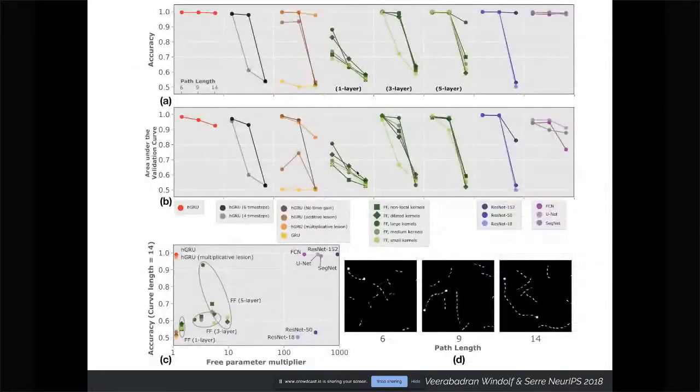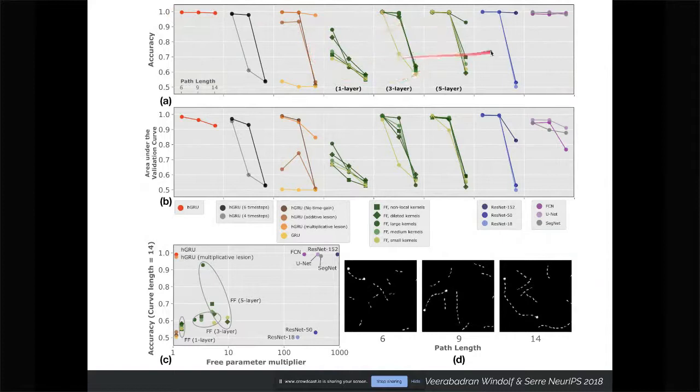So there is a lot of information on this figure, and that reflects the fact that our reviewers wanted a lot of controls and for us to test every possible architecture. But I'm going to draw your attention to the top row here. What you see in red, accuracy on the y-axis, and then we have the accuracy over different path lengths. Our recurrent neural network, which we called HGRU, as in horizontal GRU, can learn the task at all contour lengths perfectly. So there is no effect of contour length on the performance of the network.